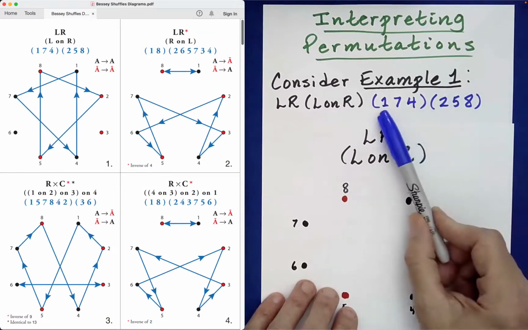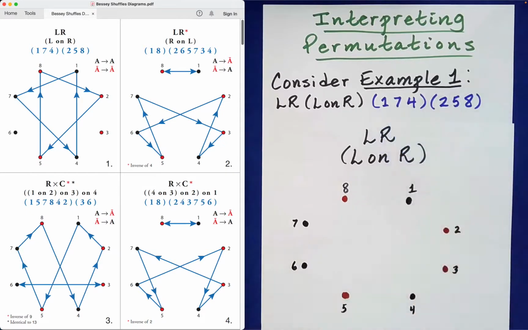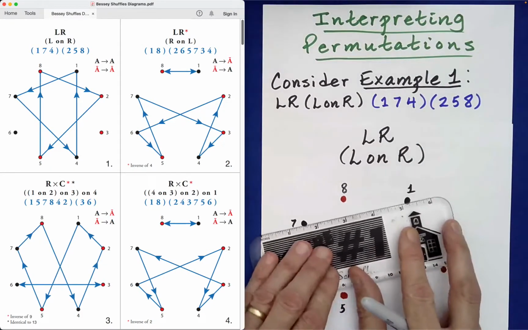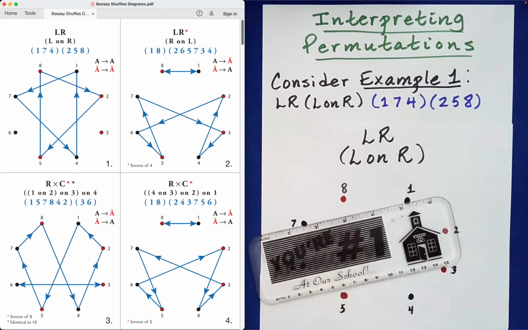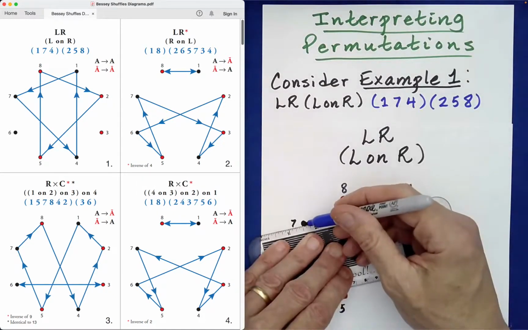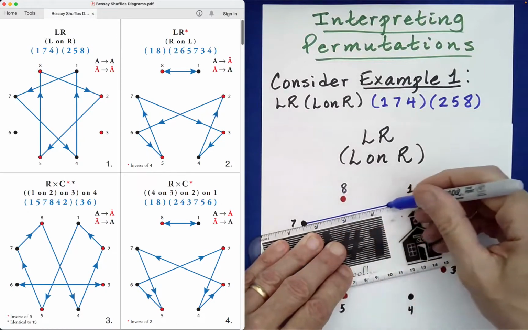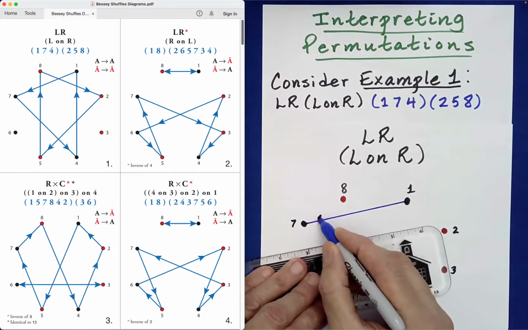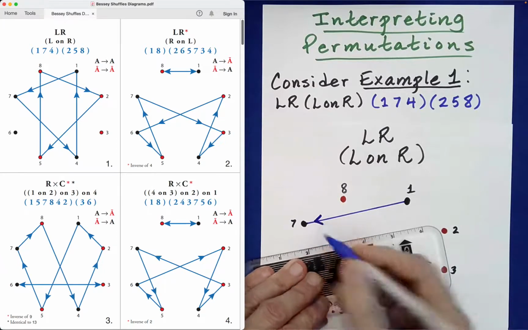So 1 gets sent to 7. Okay, so what you do here is you start at 1, 1's right there, and you draw an arrow for 1 to 7. That's all you do. So I'll just draw an arrow from 1 to 7. And the direction is as follows. We're going from 1 to 7.